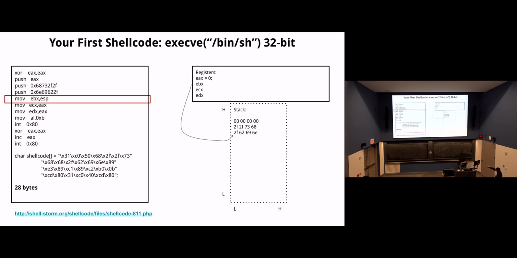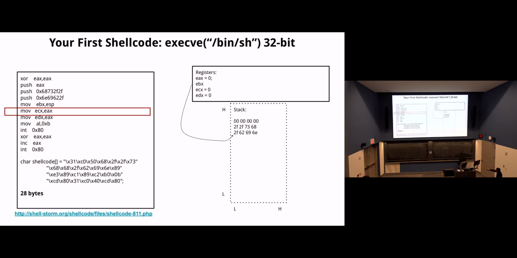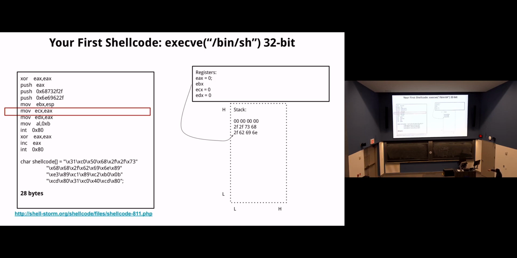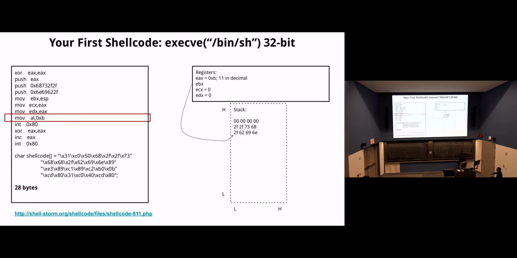Then we move ESP to EBX. Now EBX also points to here. EBX points to this string now. Then EAX is still 0. We move EAX to ECX. So ECX is 0. We move EAX to EDX. So EDX is 0. Then we move B, which is 11, to AL. Then we make the system call, int 0x80. Okay?